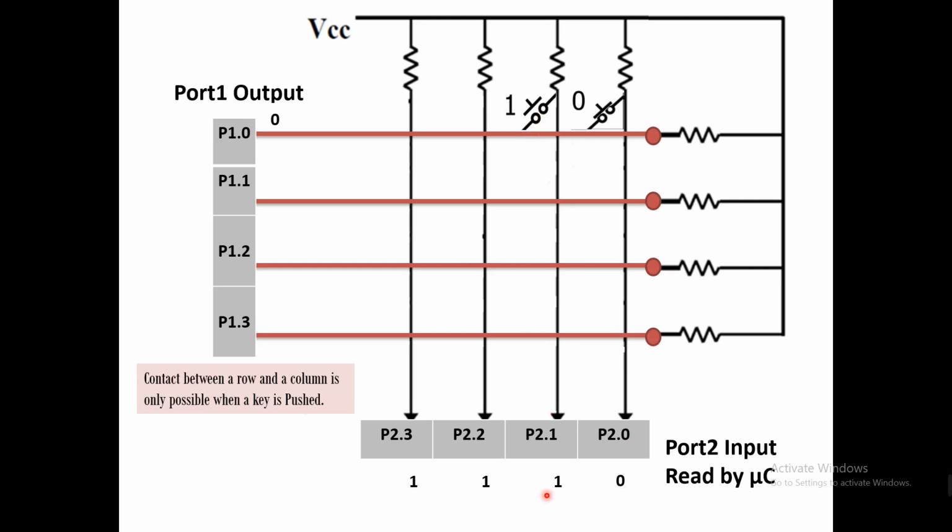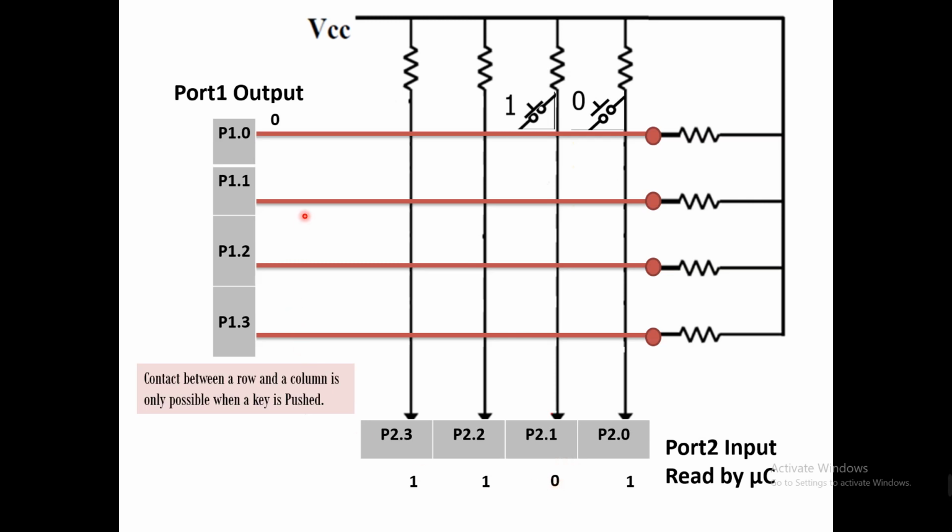Okay, so we remove this switch, and this will become 1, and now we connect it. Before pressing the key, this value is 1. If we press it, what will happen now? The 0 is connected directly via the switch to this port, so this port will no longer be 1, this bit will become 0. That's good.